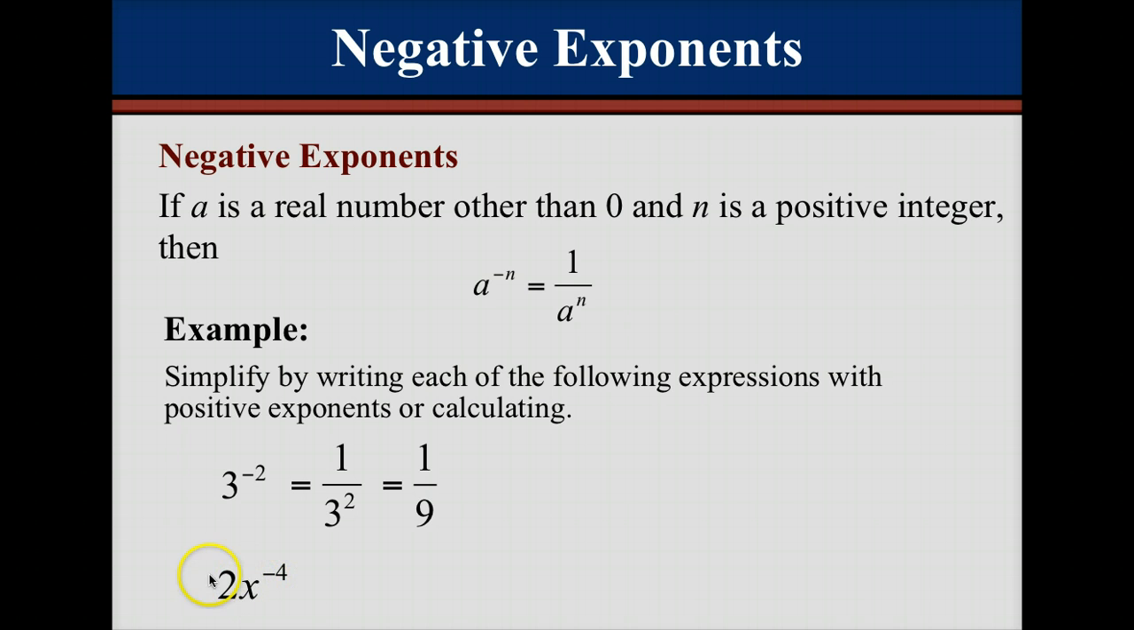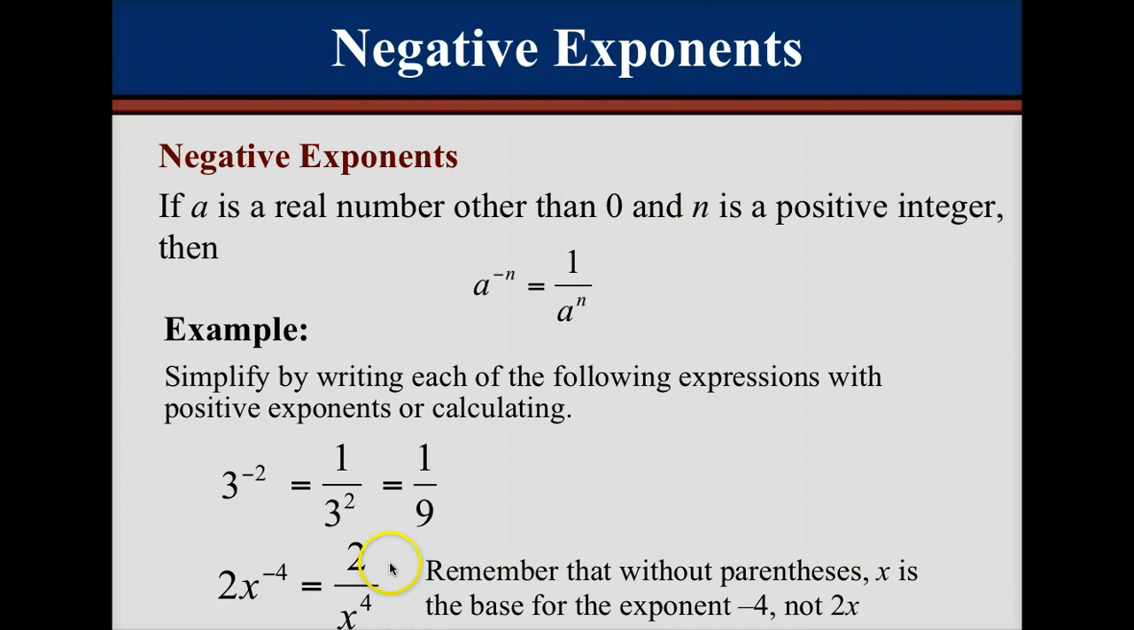2x to the negative 4. Now notice that 2 is not to the negative 4. X is to the negative 4. So be very careful. There's no parentheses grouping this together, so the 2 does not move along with the variable. This constant will remain in the numerator. So it's 2 over x to the fourth. That is a common error, so watch out for that one.